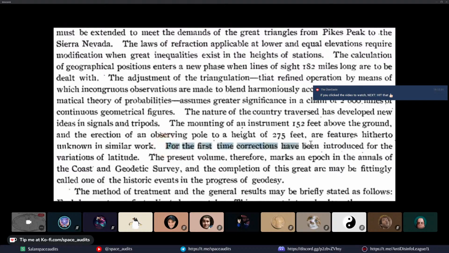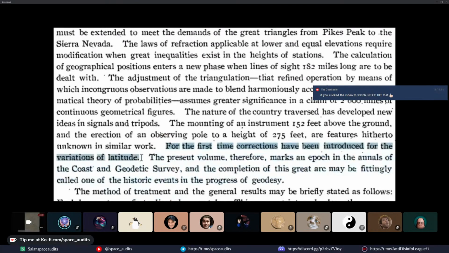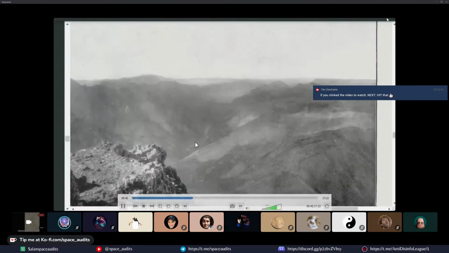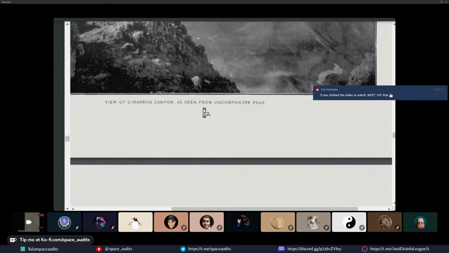For the first time, corrections have been introduced for the variations of latitude, as we said before. So, marks an epoch in the annals of the Geodetic Society. No kidding. Historic events and the progress of geodesy. So, now we're going to adhere to our old... Oh, look. And we're going to use refraction and these giant foggy observations. My God, look at these things.